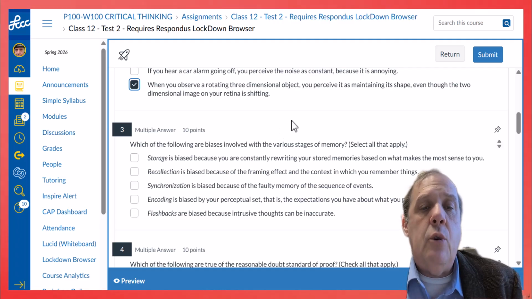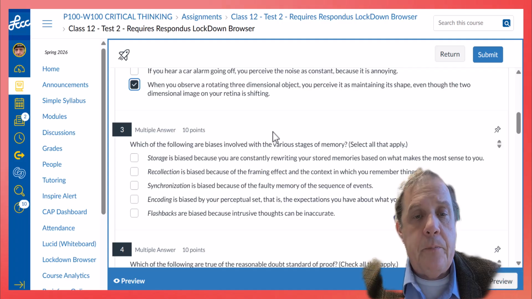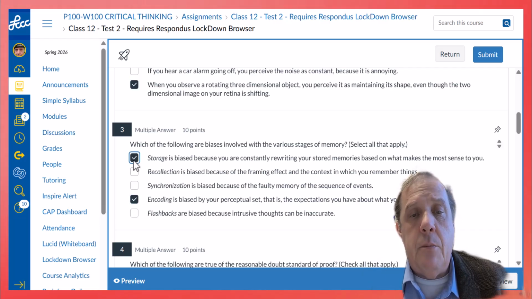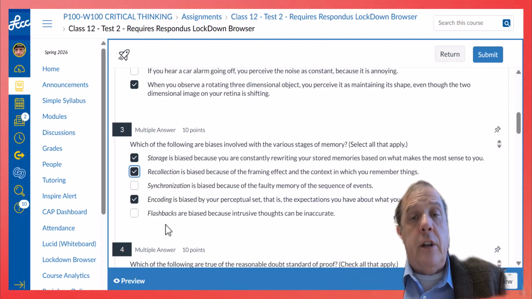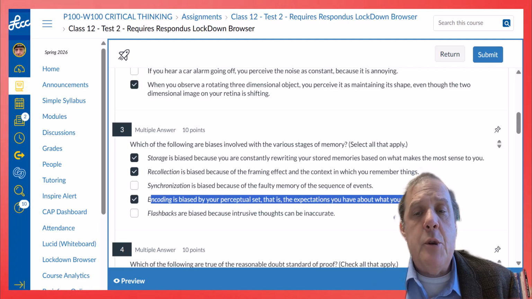Actually, you could answer this pretty quickly, if you just remember what the stages of memory are, which were encoding, when you first make the memory, storage, when it sits in your brain, and recollection, when you recall it. These other two, synchronization and flashbacks, are not actual stages of memory. But just to double check our answer, we can read in further and be sure that these are the actual biases. So encoding is biased by your perceptual set.